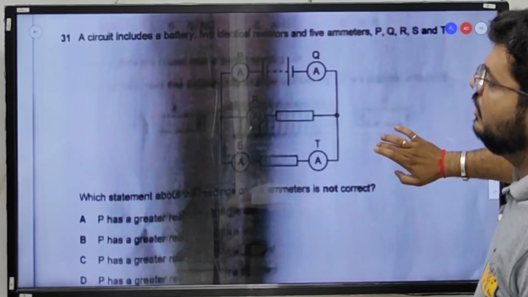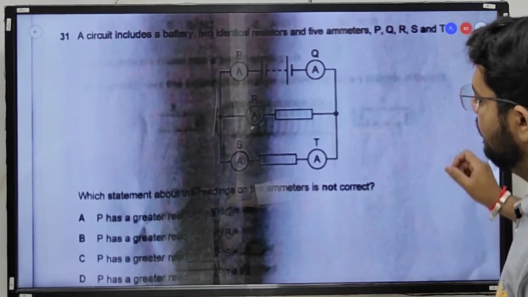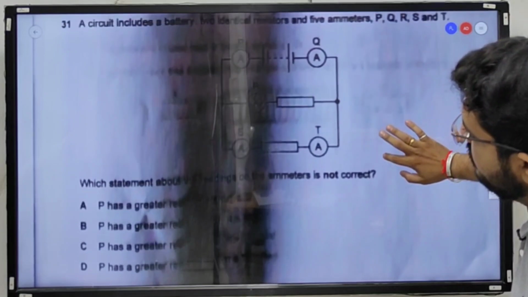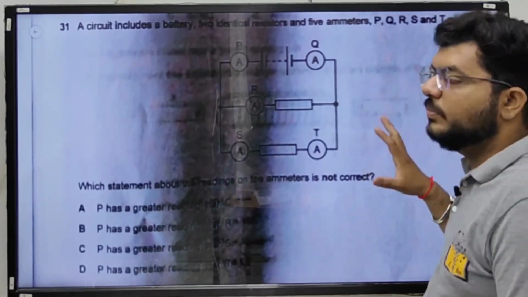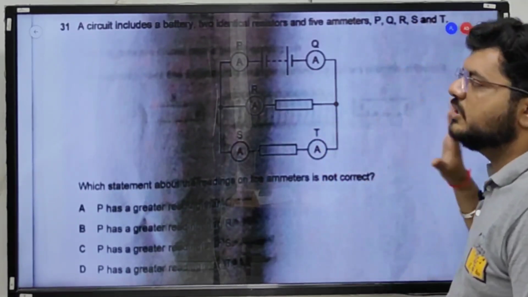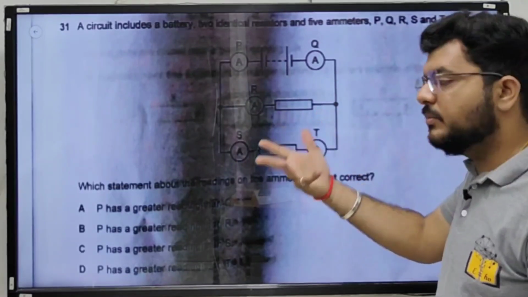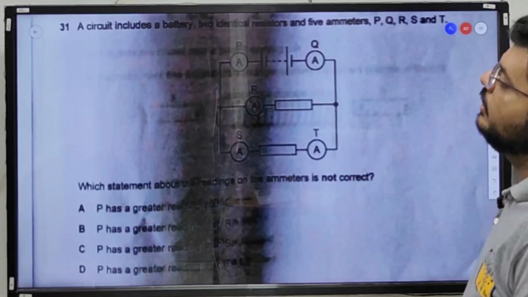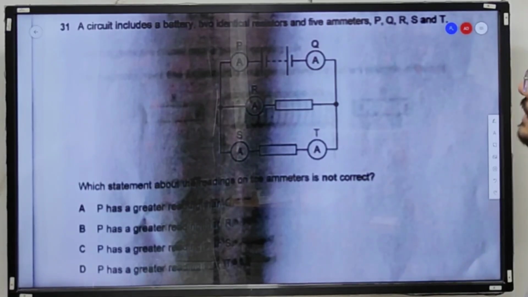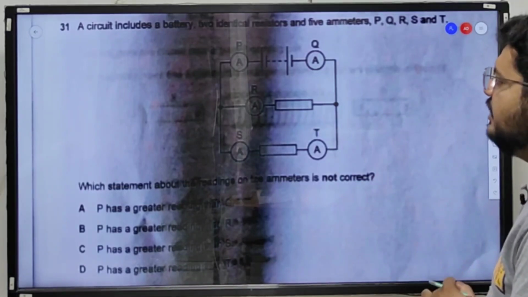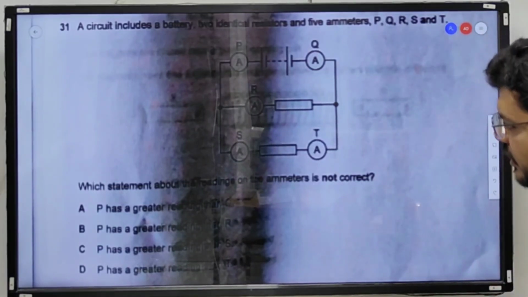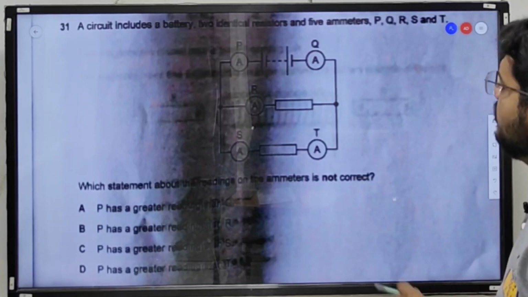Next question. A circuit includes a battery. Just a second. This may not be visible, so please download the paper for this question specially. Hopefully, when you see this video, there will be official papers out, so you can refer to that also. A circuit includes a battery, two identical resistors, and 5 ammeters P, Q, R, S, and T. Which statement about the readings on the ammeter is not correct?